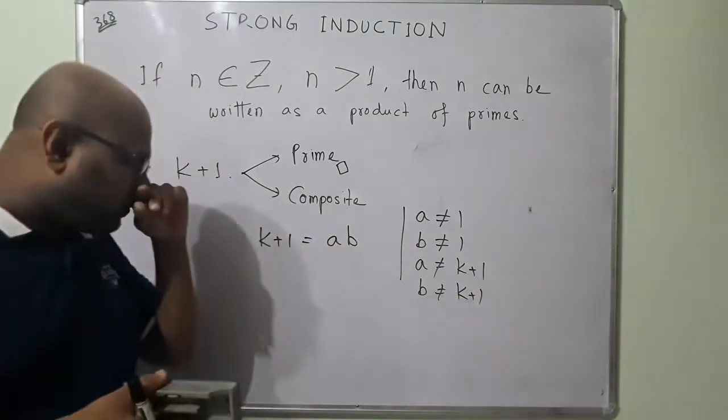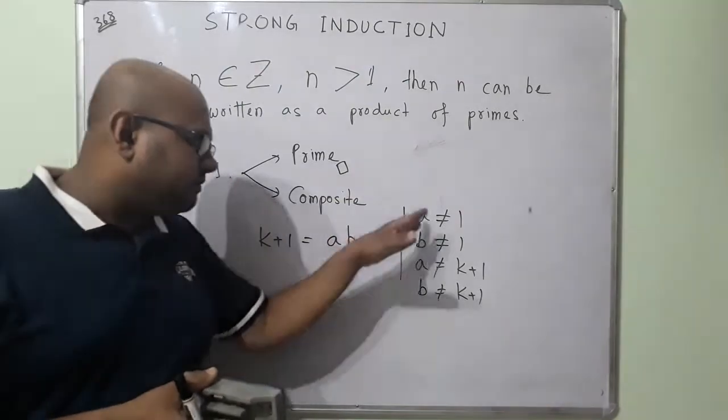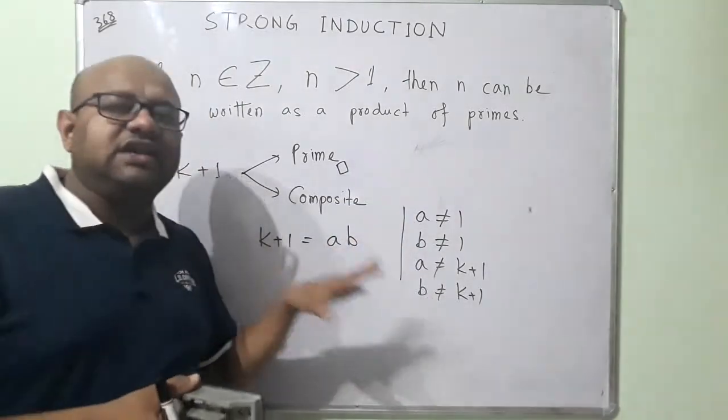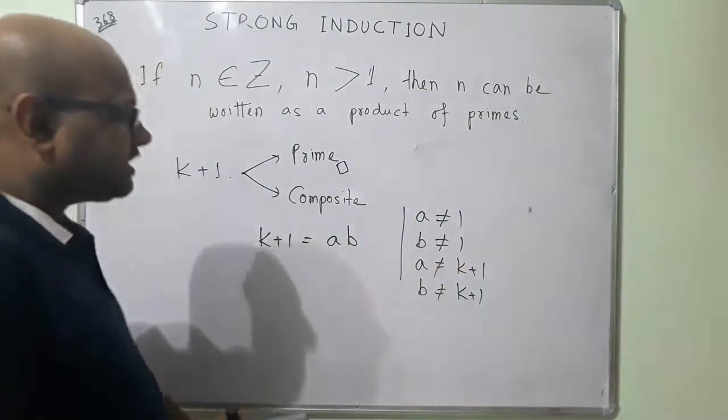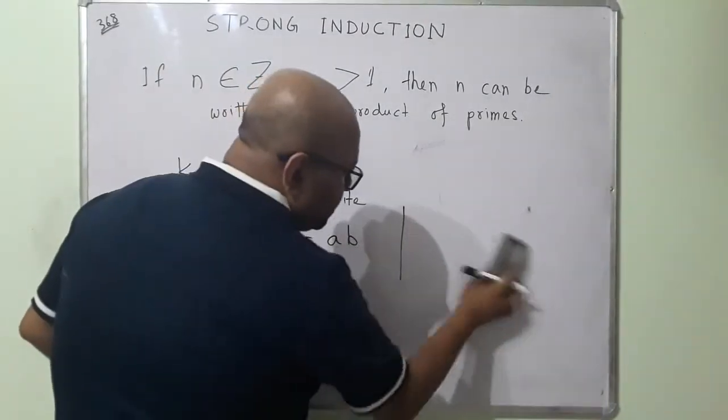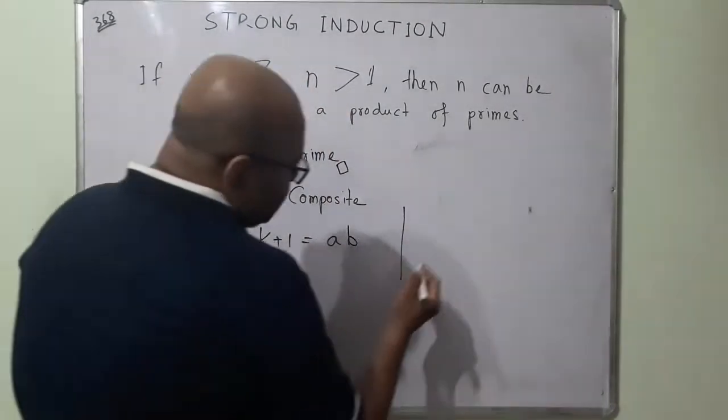Okay, so we know there are numbers a and b such that a and b are not 1 and a and b are not k plus 1. So what are a and b?